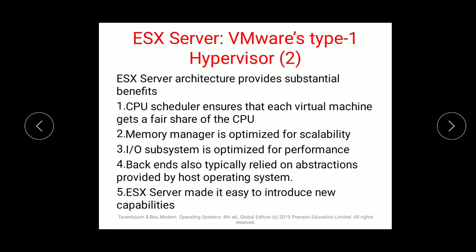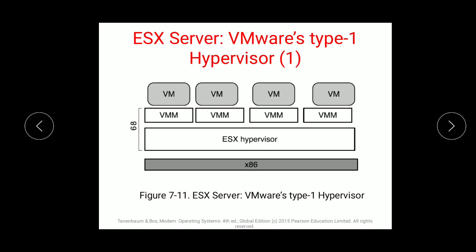When the ESX server, VMware's type 1 hypervisor, is used, what they have said is that the ESX server architecture provides substantial benefits. So there are certain benefits when you apply the ESX server methodology on your x86 hardware. The CPU scheduler ensures that each virtual machine gets a fair share of the CPU. So as there are n number of virtual machine monitors, you get a fair share, a fair timing, and an equal duration in which you can work.